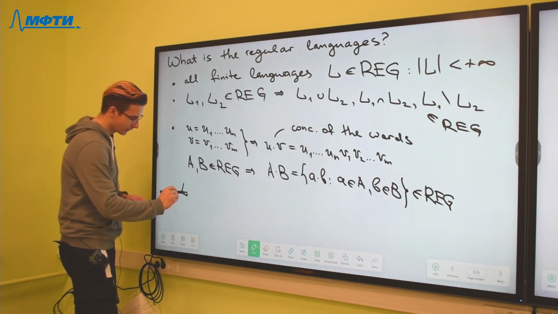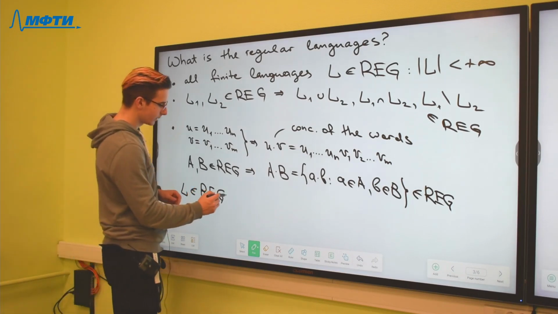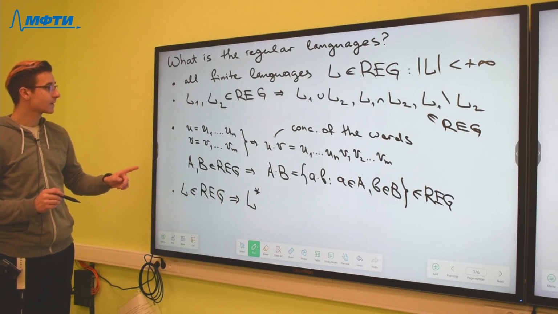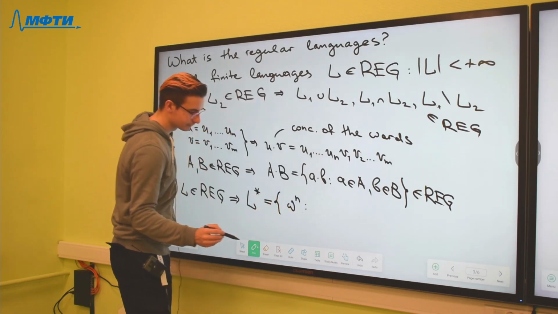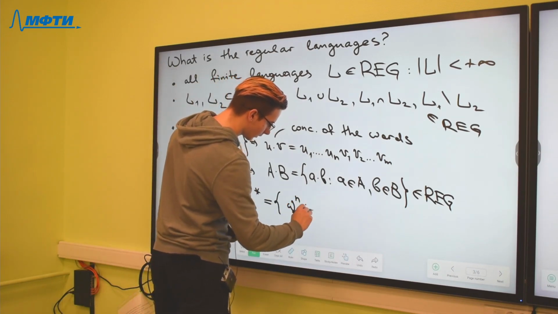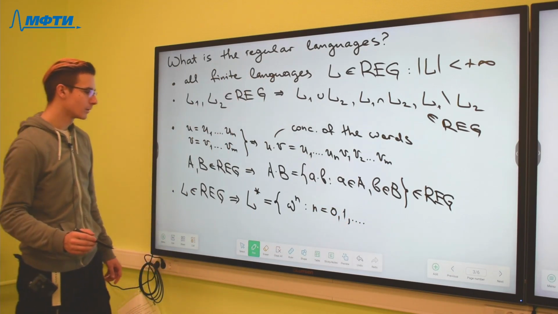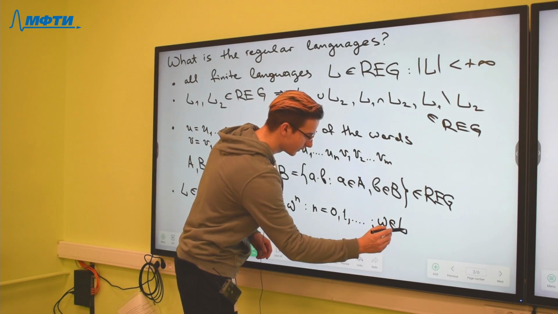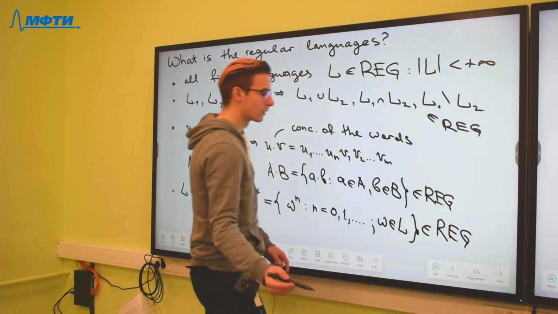So if we have L in the class of the regular languages, then we say that L with the star, that is named the Kleene star, is equal to omega in the power of n, where n equals 0, 1, or another natural number, and omega is a word from the language L. So it must be in the regular language.